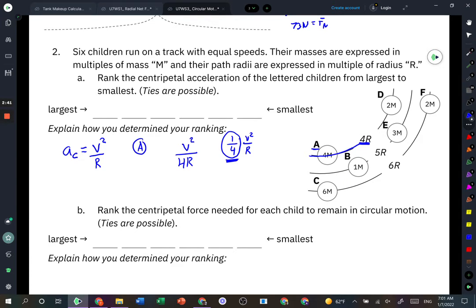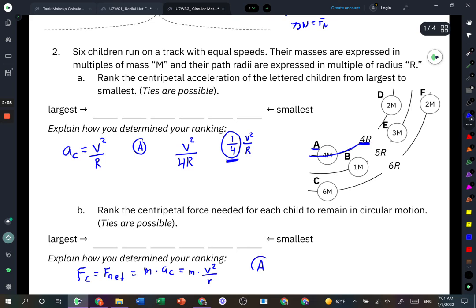Now for part B, where we are ranking the centripetal force needed for each child to remain in circular motion, we just need to use our equation for centripetal force, which is the same thing as our net force, which is our mass times our centripetal acceleration. Well, we know from above our centripetal acceleration is the square of our speed divided by our radius, and we still have our mass. So we just need to take the mass and the radius for each of our runners.